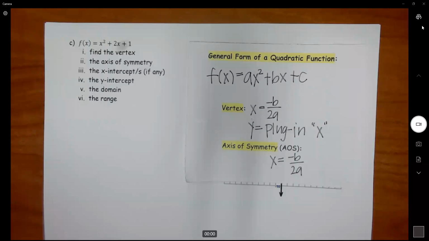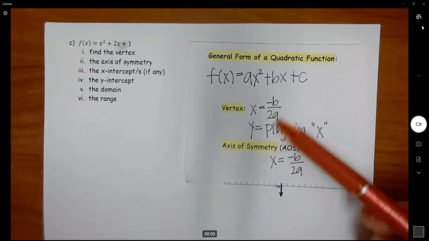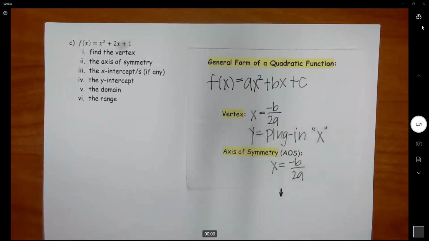Here I want my calculator. Okay. Unlike last form, vertex form tells me my vertex. This one does not. So we have to do a little bit more work on this to graph this and find the vertex.